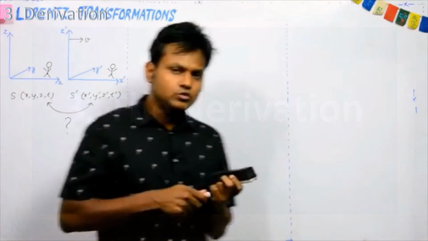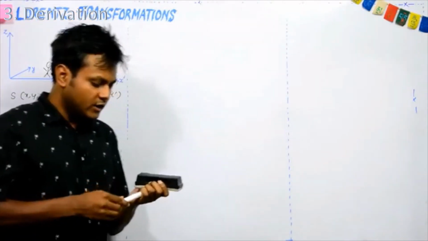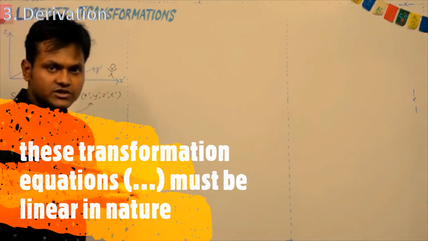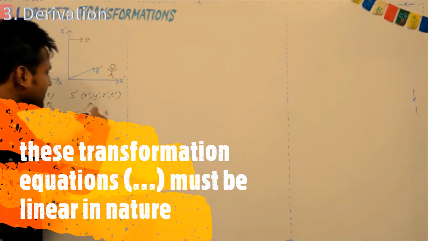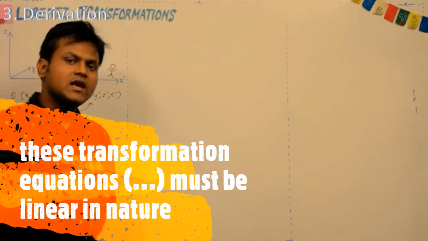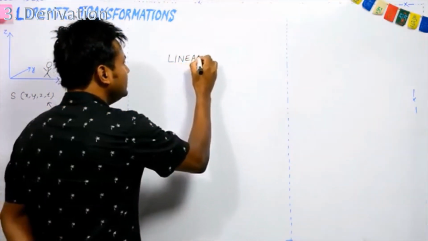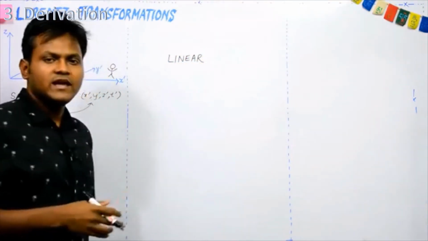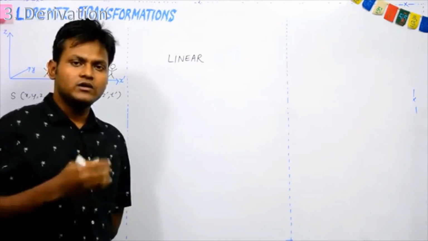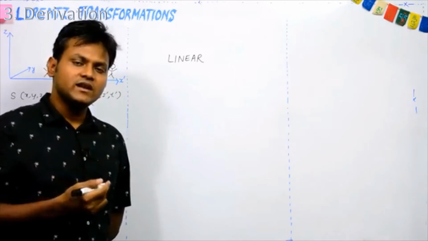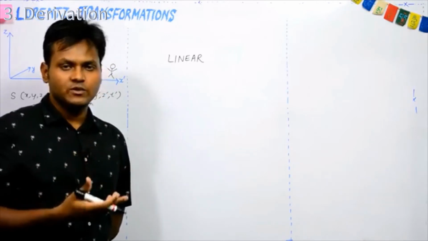Derivations. There is a simple requirement that has to be satisfied by these kinds of transformation equations, and the requirement is that these transformation equations, which relate x, y, z, t and x', y', z', t', must be linear in nature. Now, why do they have to be linear? They have to be linear because we want, first of all, a one-to-one relationship, and second of all, we do not want accelerations creeping out due to the transformation equations themselves.